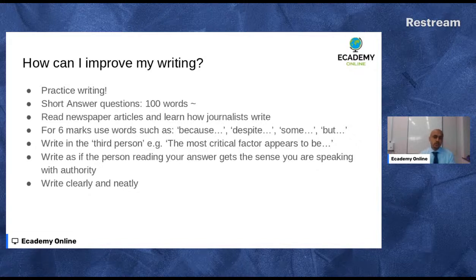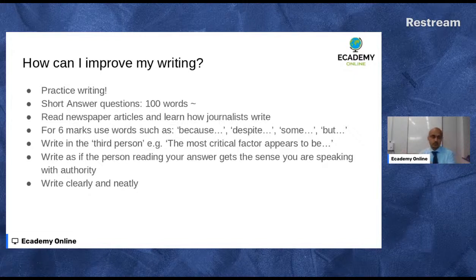Make sure that you read newspaper articles and learn how journalists write. It's so important. You have access to fabulous written work out there, whether it's the Financial Times or the Times or the Guardian, whatever you're reading, read good quality newspapers and just maybe take out a paragraph from a relevant piece of material. It might be about globalization. It might be about superpower conflict.